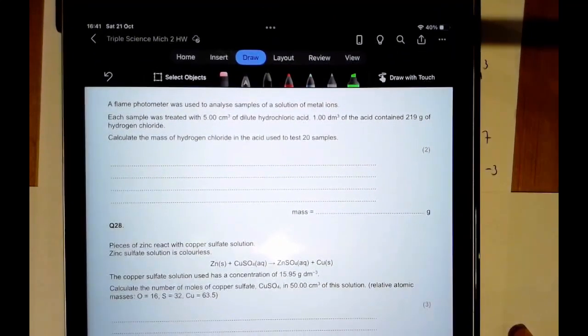If we look here at the next one, this one's a little bit different. So a flame photometer, we haven't looked at photometry yet, we will later on in the course, but we can still do the calculation, was used to analyse samples of solutions of metal ions.